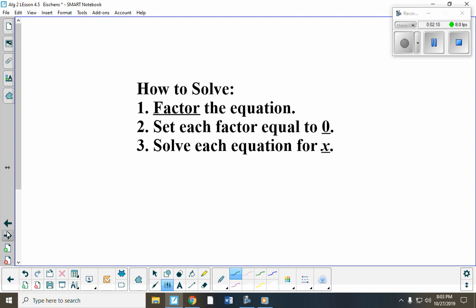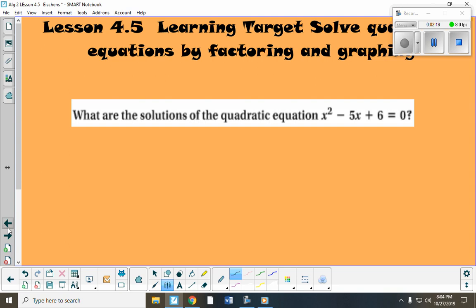How do we solve? We factor the equation, we set each factor equal to 0, and then we solve each equation for x. So what are the solutions of the quadratic equation? So first we factor. So we would have x times x. Factors of 6 are 1 and 6 or 2 and 3. But since this is positive, it means we either have to have 2 positives or 2 negatives. So in order to add up to 6, it would have to be 2 and 3. So negative 2 and negative 3x gives us the negative 5 in the middle, and that's equal to 0.